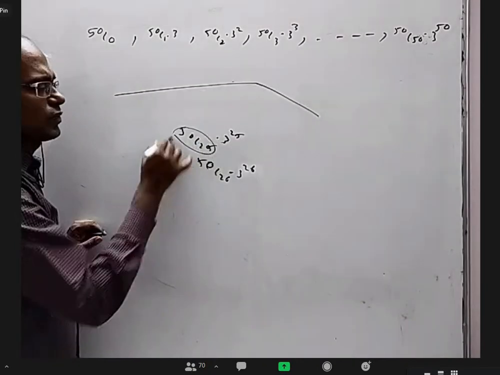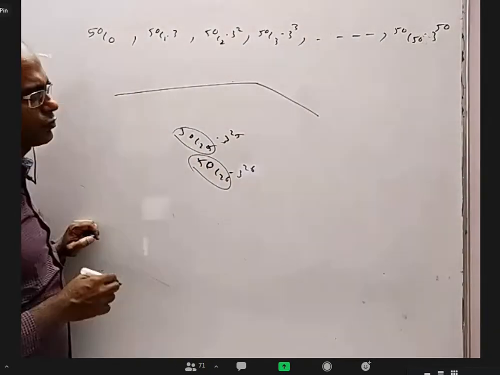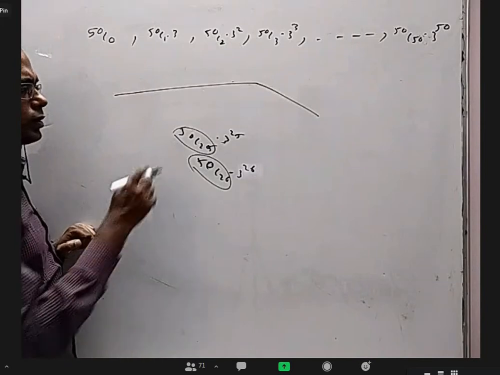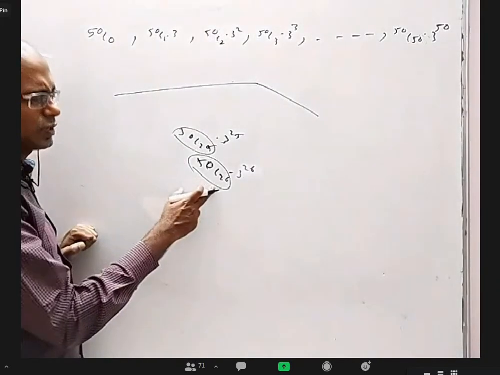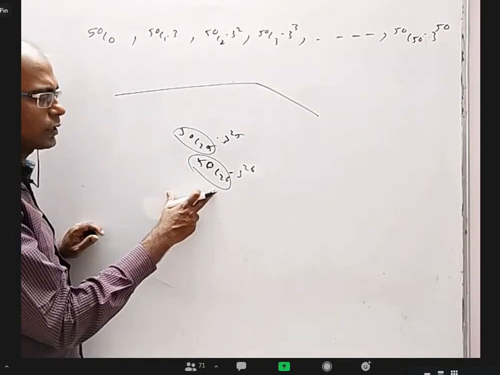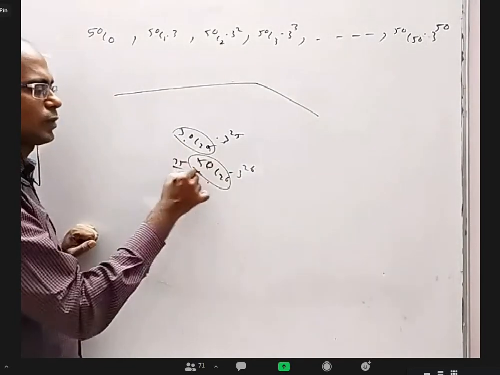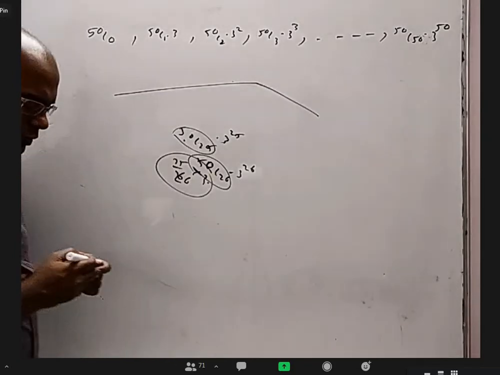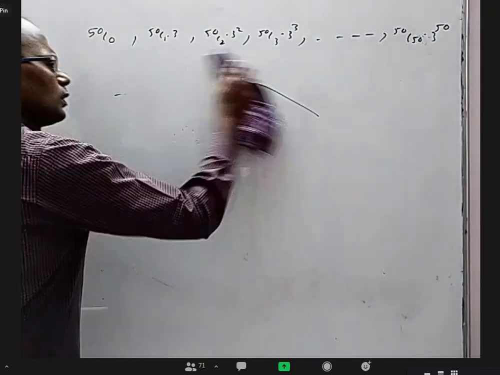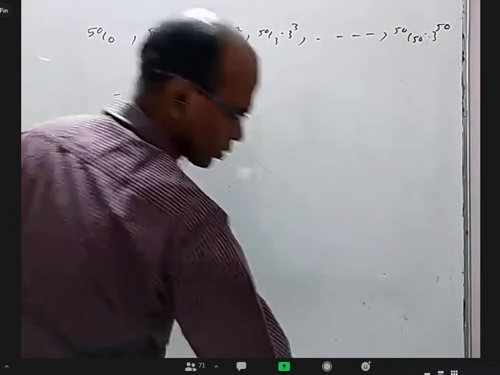From 50C25, if you want to go to 50C26, what should we do? Down is 25, 25; here 24, 26. So I have to multiply by 25 over 26 from here to here, and here I have to multiply by 3. In effect, it is increasing only. So now what to do is, let us do this.